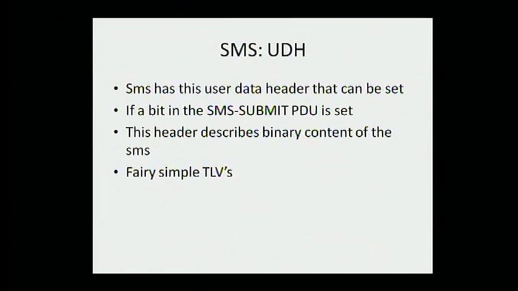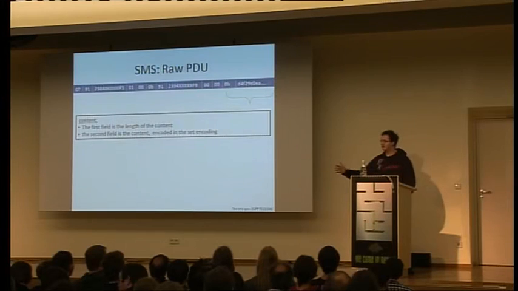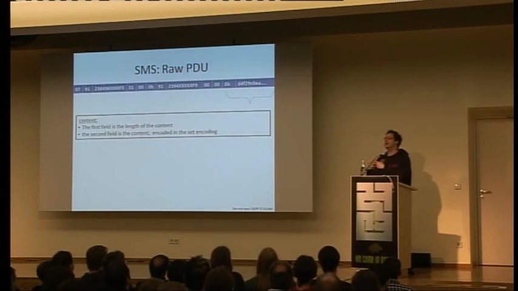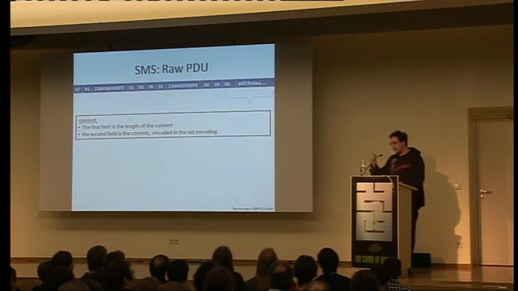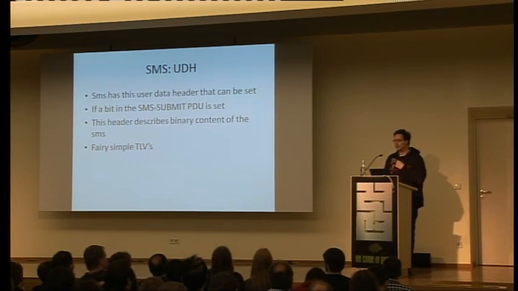That one's actually really important because what I described earlier is basically a text message, as in just text. I send it to you, and it doesn't carry application data or anything like that. It can't do that. But if you set this user data header, all of a sudden it can. So the way it works is that your SMS content now has an extra header in there, which is the user data header.